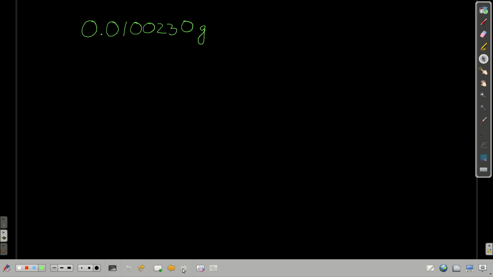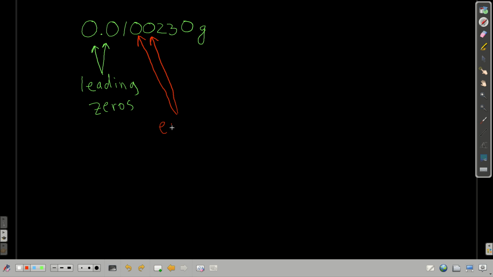Now let's look at an example. This number right here came from a measurement. G stands for grams, so 0.010230 grams. First of all, these two zeros in the front do not count because these are leading zeros, and leading zeros never count. These two, this one and this one, are enclosed zeros, or encased, same thing. And they do count. They always count.